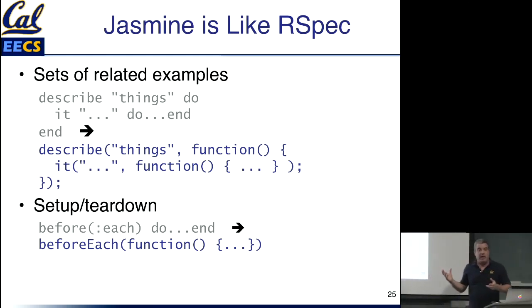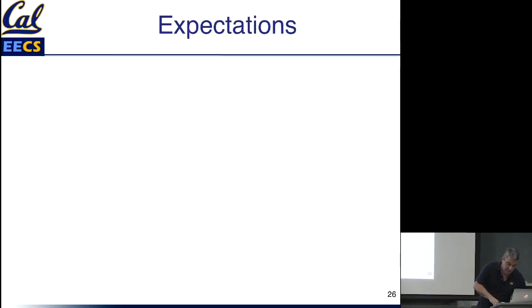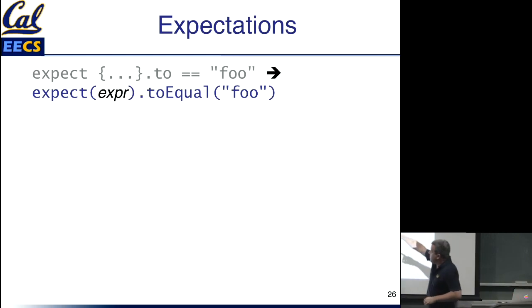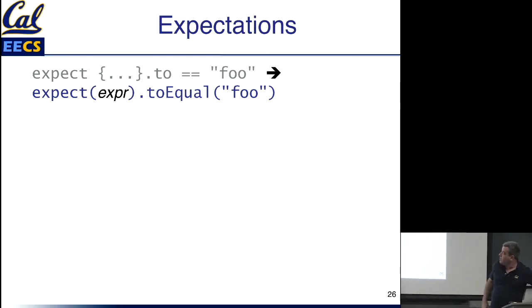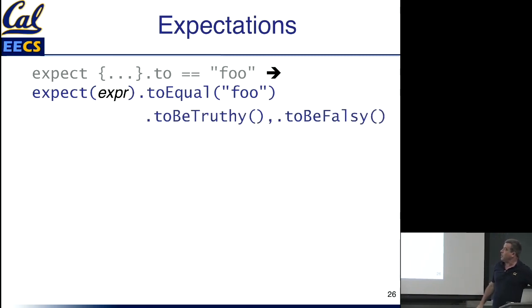What else do you have in specs? You have expectations. You have assertions about things that the test expects to see and that it can check. In RSpec, you can say something like expect some expression to equal something, to be greater than something, to be true, to be false. Same thing in Jasmine. You can say expect some JavaScript expression to equal something, to be truthy or falsy.